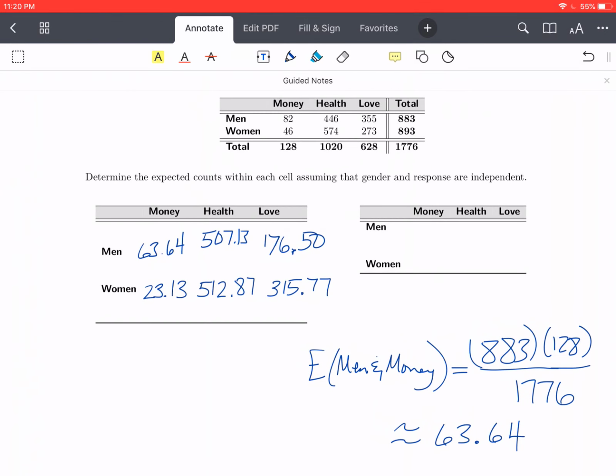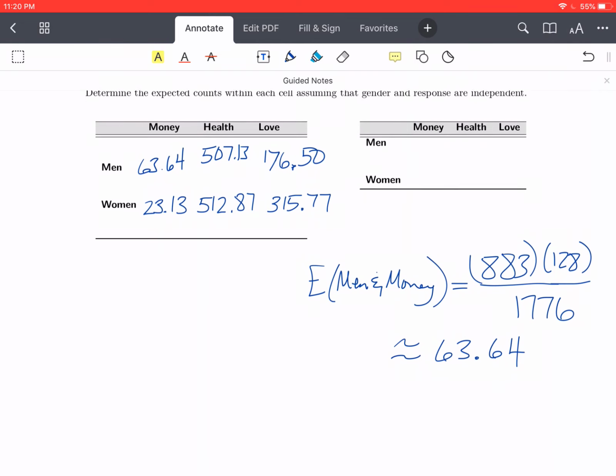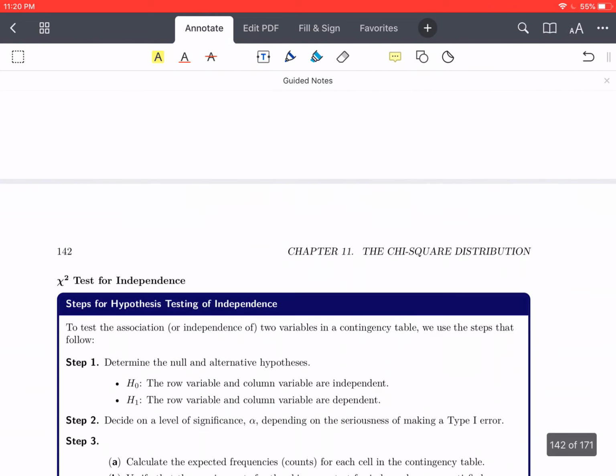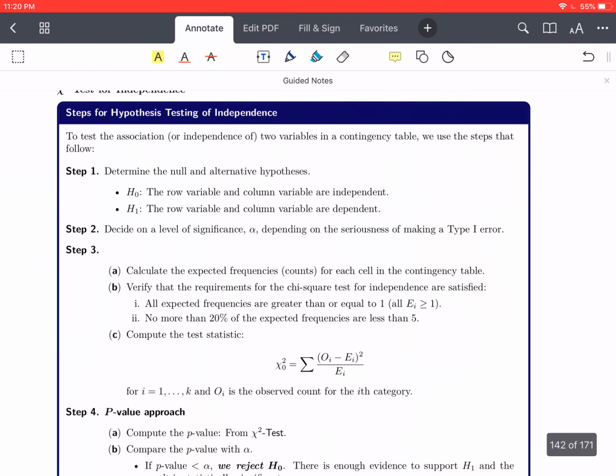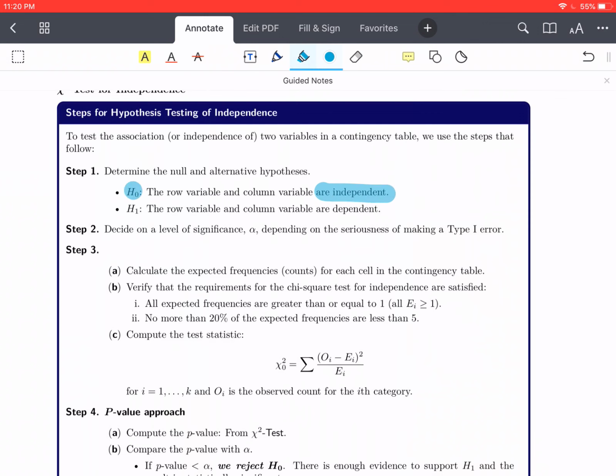So this is now our contingency table for the expected frequencies. And we're going to be able to use this to find our test statistic and run a hypothesis test, just like we did in the previous sections. So if we look now to the next page, our test for independence, again, the null hypothesis is that they are independent. The alternative hypothesis is that they are dependent. We'll figure out what we want for alpha.